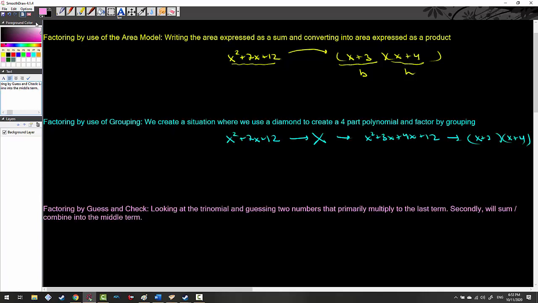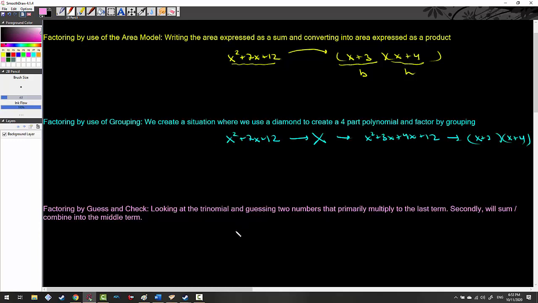Now, with this sum and combine into the middle term, there's a bit of a hitch, because when you start getting numbers different than 1 in front of the x squared, they won't sum up to the middle term. That's why I emphasize that they primarily have to multiply to get to the last term, because they simply won't do that when you have a number bigger than or other than 1.